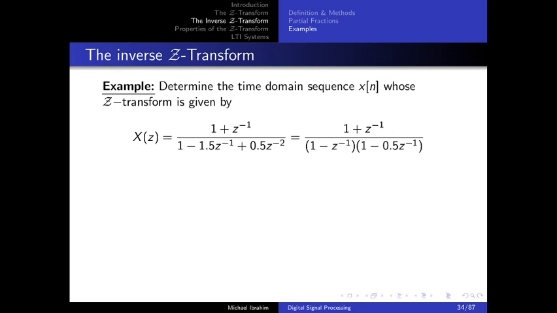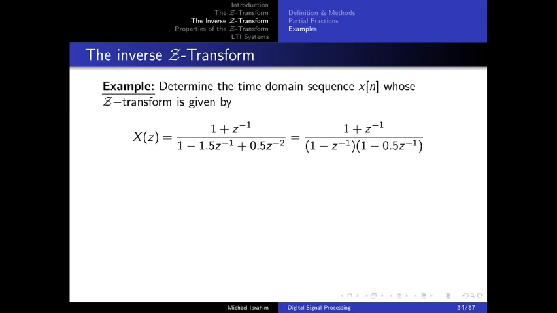Okay, so now we have an example. We're asked to determine the time domain sequence x of n whose z transform is given by X of z equals this function. This function is basically a rational function, a ratio between two polynomials. The polynomial in the numerator is of the first order, and the polynomial in the denominator is of the second order. So it's a proper rational function, and we do not need to do the long division, we only need to do the partial fraction.